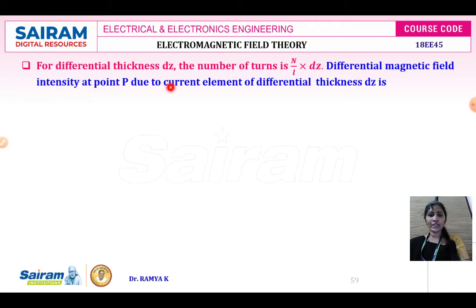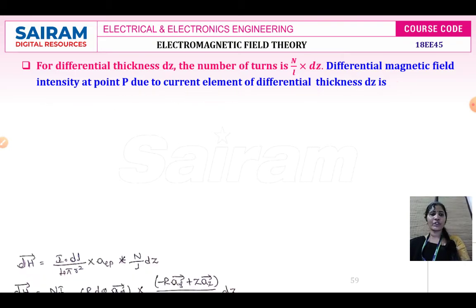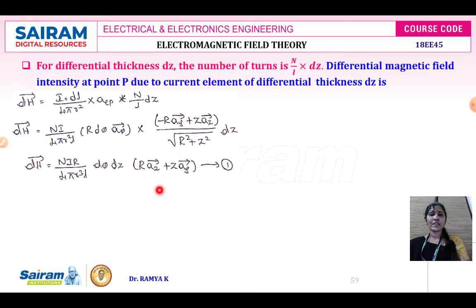For differential thickness dz, the number of turns is going to be N by L into dz. Therefore, the differential value of the magnetic field intensity at point P for the thickness dz can be written as dH is equal to I dl divided by 4 pi r square. This is according to Biot-Savart's law, we have written the formula like this.